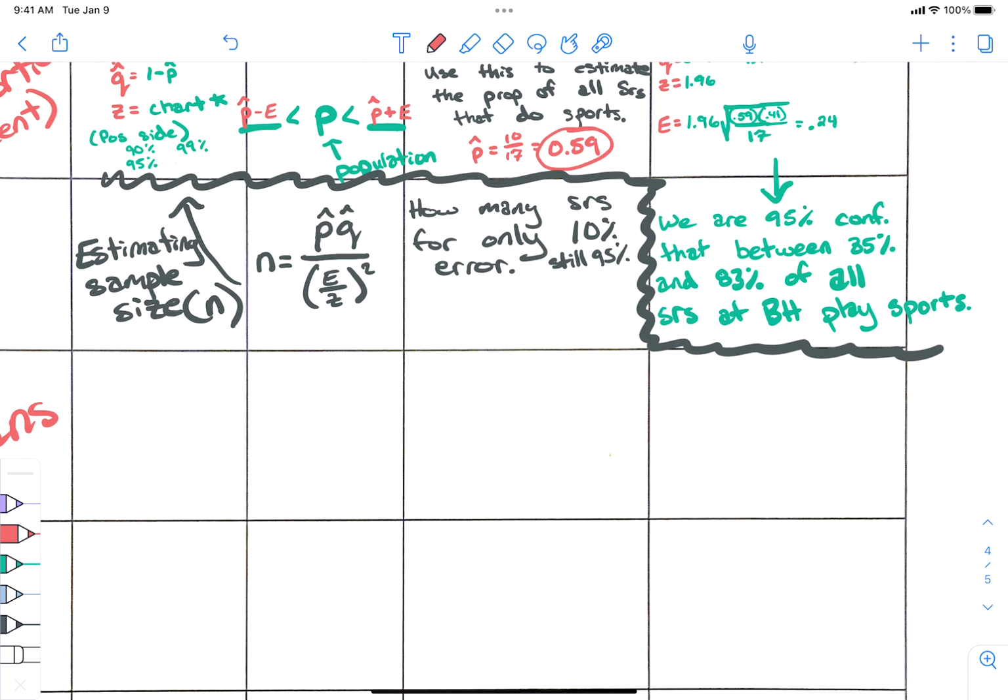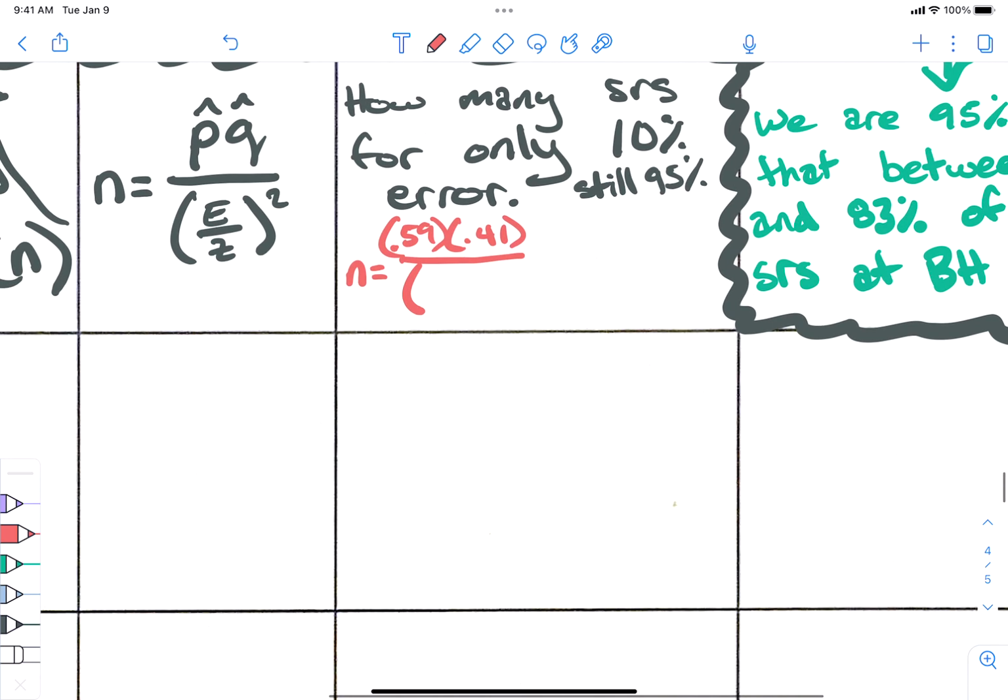Okay, let's do it. N equals 0.59 times 0.41 over, I want to be within 10%. So what do I use for error? I want to be within 10%, so what's E? 0.1. We have to convert it to a decimal, right? 0.1 over z. I'm still going to use that same z, 1.96, and then we're going to square it. And it's going to tell me how many people I have to survey.